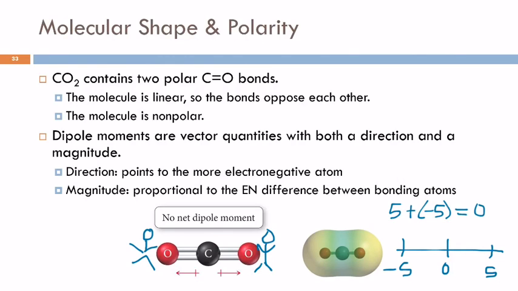In terms of dipole moments, we're talking about the magnitude being equal to the difference in electronegativity between the two elements. You could have a larger dipole moment if the difference is larger. And then the direction is going to point to the more electronegative atom. And this is where the geometry of the molecule comes into play.